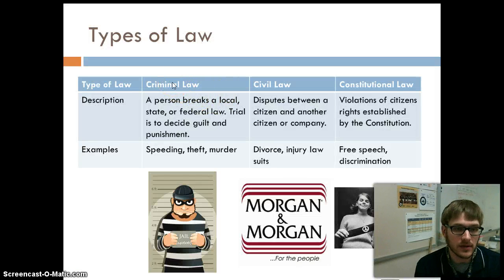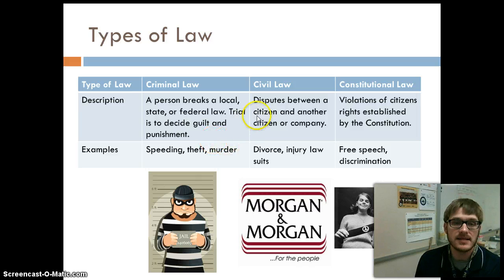First we have criminal law. That's where a person breaks the law. It could be local, state, or federal. And the trial is to decide guilt and punishment. So examples would be speeding, theft, murder, anything where you're breaking the law. So in those cases, it would be the government trying to prove that someone committed the crime and should be punished.